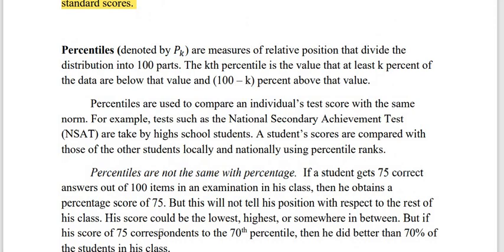Percentiles, denoted by P sub k, are measures of relative position that divide the distribution into 100 parts. Now, the kth percentile is the value that at least k% of the data are below that value. And vice versa, ang 100 minus k naman, or 100 minus k%, is the data above the value, percent above the value.